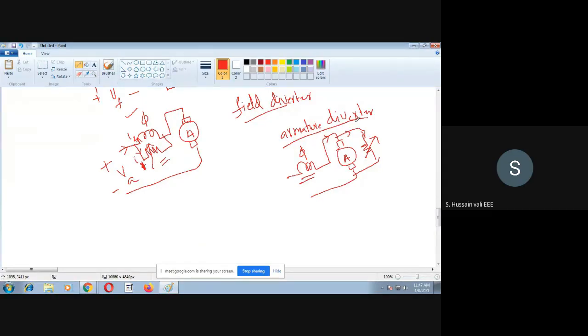Another one is tapped field control. Tapped field control in the sense, see here, this is the field winding. So you connect the tappings here. Tappings in the sense something like this. I will show you here.